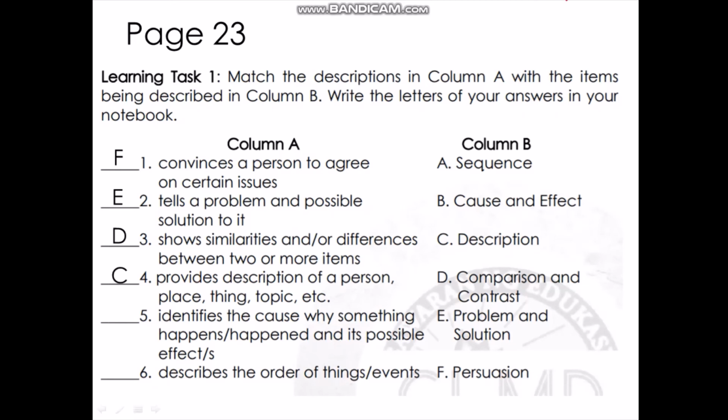Number 4, letter C, provides description. So, it's already right there. So, it's letter C. Number 5, letter B, cause and effect. And last number, letter A, sequence. So, if you got all 6, very good.